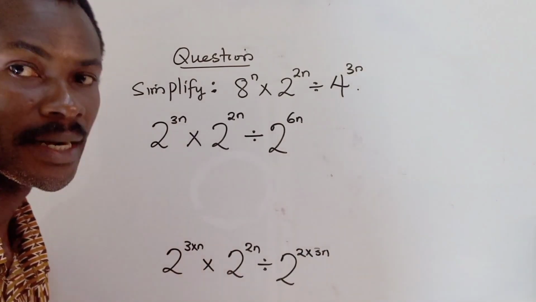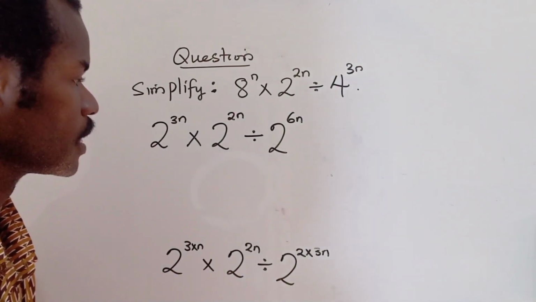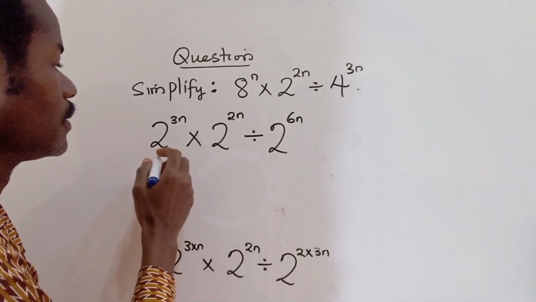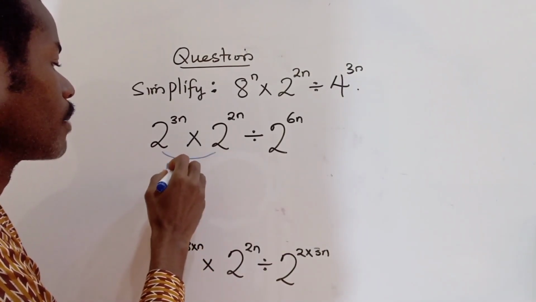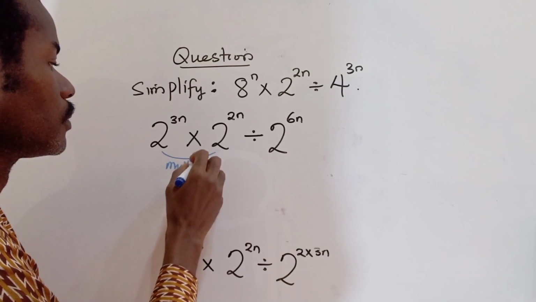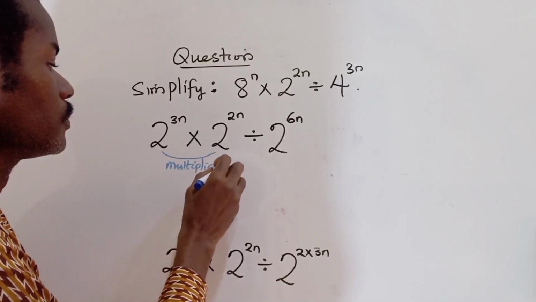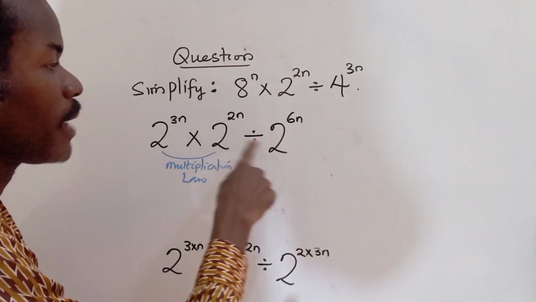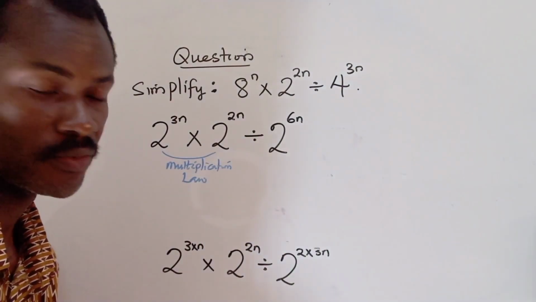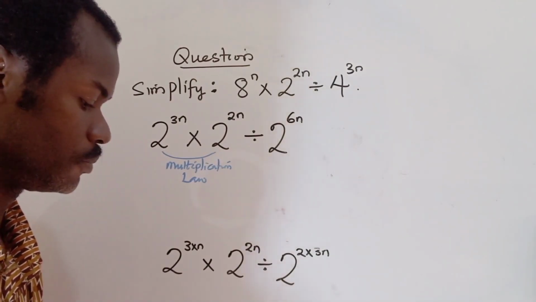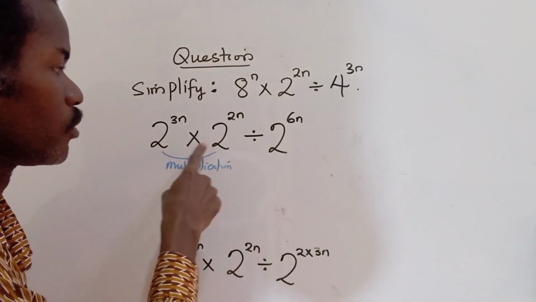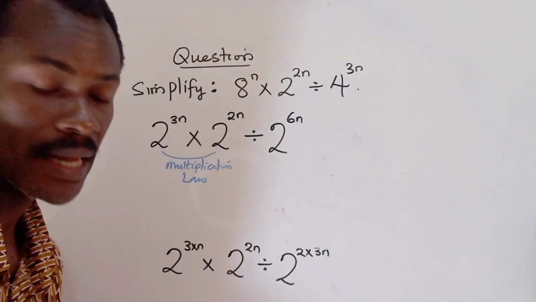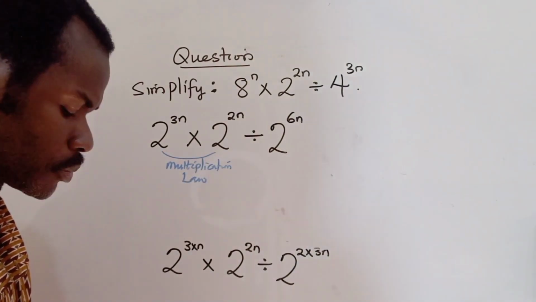Now from this, what other law of indices can we apply to what we have? For this part, we can use our multiplication law. And for the other part, we can also use our division law, but let's apply the multiplication law first, then we can apply the division law.